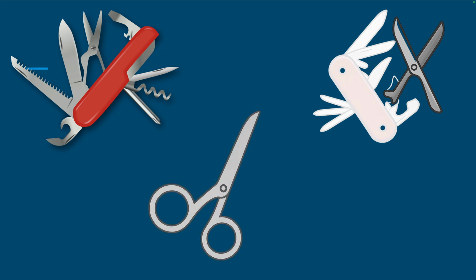Now this is what you really need. It's simple, it's clean, it does the job. No unnecessary extras, no clutter. And that's exactly what ISP is all about. Don't force your classes to carry a whole Swiss Army knife when all they really need is a pair of scissors. Alright, let's take a look at a bad example that clearly breaks the interface segregation principle.